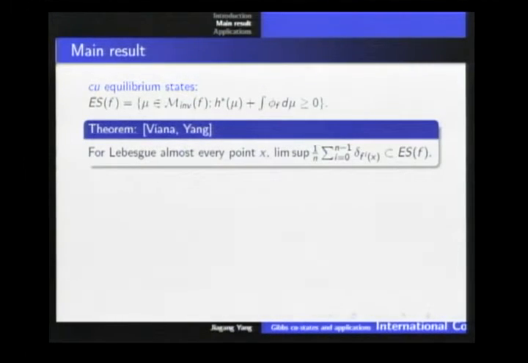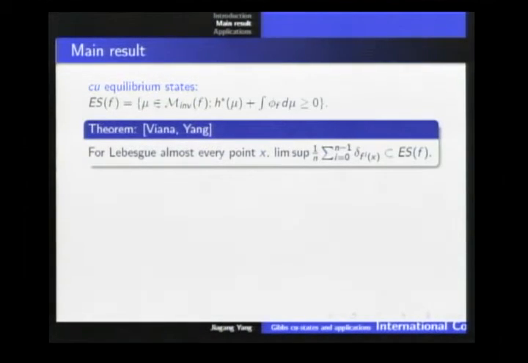Okay, we copy the definition. So the main result, proved by me and Viana several years ago, is that for Lebesgue almost every point x, you consider the sequence of empirical measures. We know that any limit of the sequence should be an invariant measure. And so any limit of any convergent subsequence should be contained in the CU equilibrium states. In particular, this tells us that the space of equilibrium states is not empty.